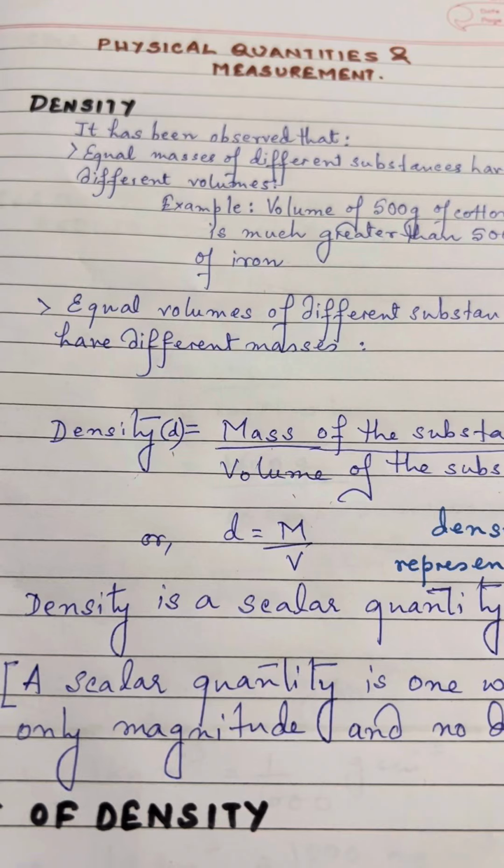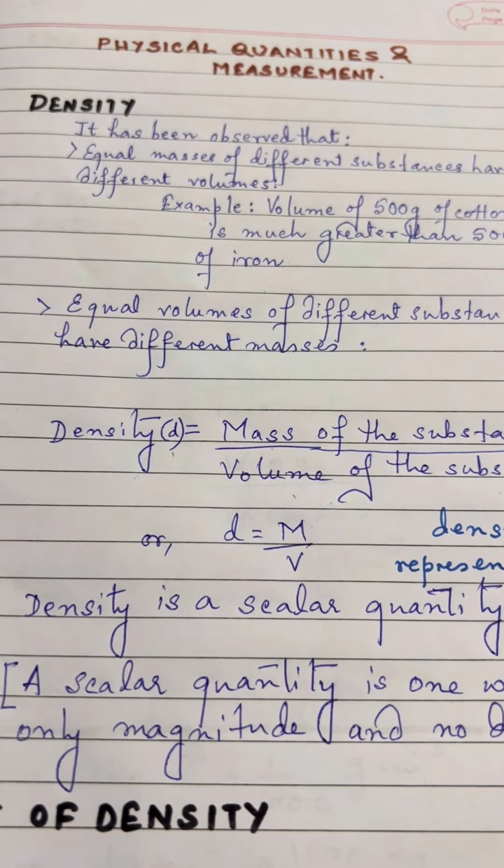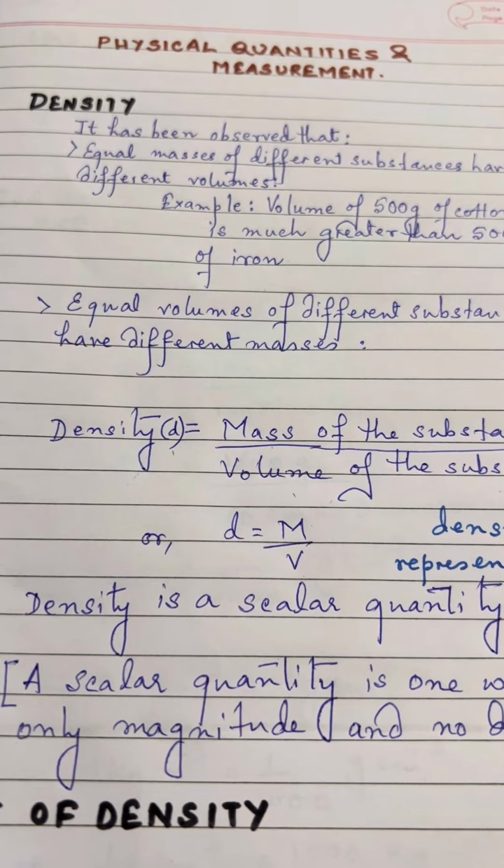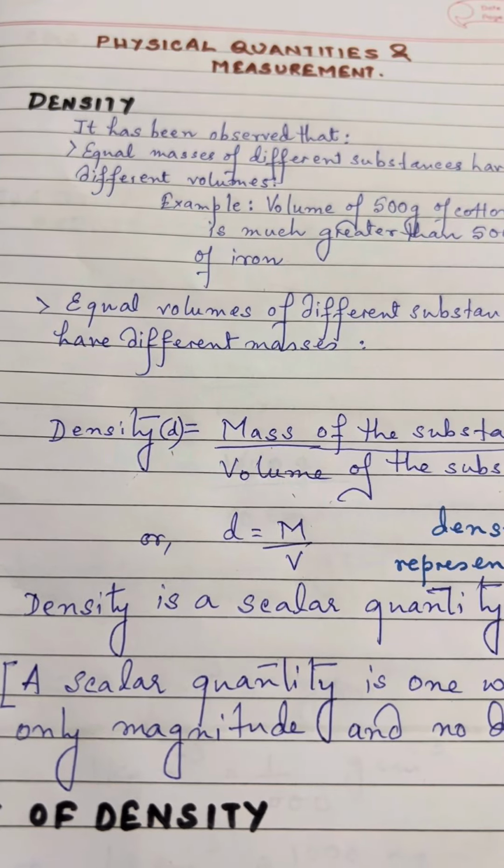Today we shall study the second chapter of class 8, Physical Quantities and Measurement. We shall start with density. We have studied in class 7 about density, so this is a little bit of recapitulation.